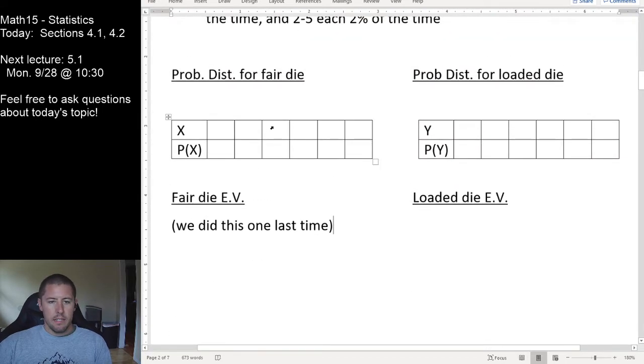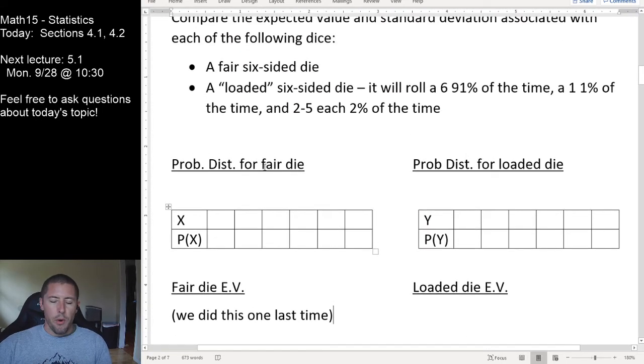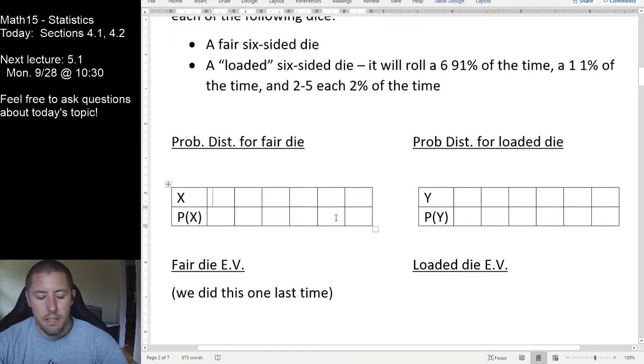We want to make guesses as to what we're going to see as our results here. So in each case, the values that our rolls are going to take on.